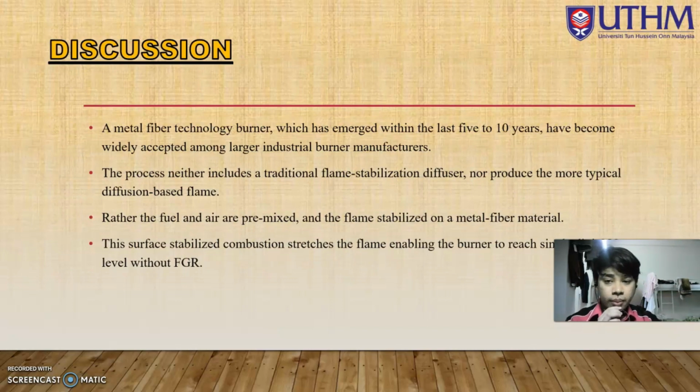For the discussion, a metal fiber technology burner, which emerged within the last 5 to 10 years, has become widely accepted among large industrial burner manufacturers. The process neither includes a traditional flame stabilization diffuser nor produces the more typical diffuser-based flame. Rather, the fuel and air are pre-mixed and the flame is stabilized on a metal fiber material. This surface-stabilized combustion stretches the flame, enabling the burner to reach single-digit NOx levels without FGR.